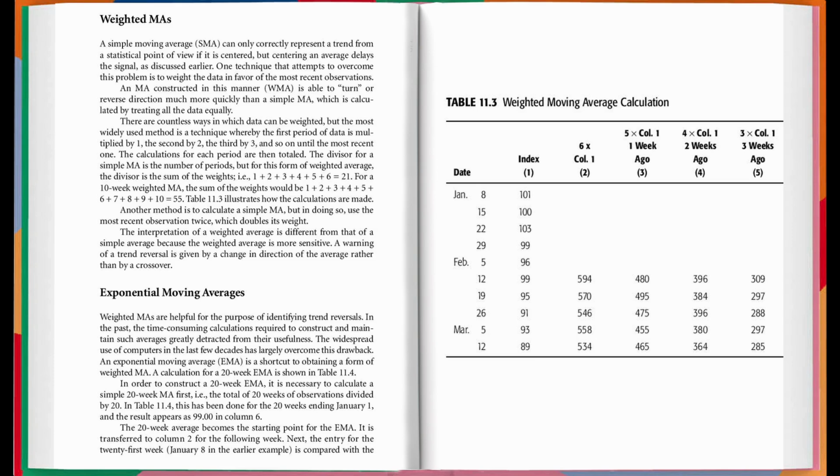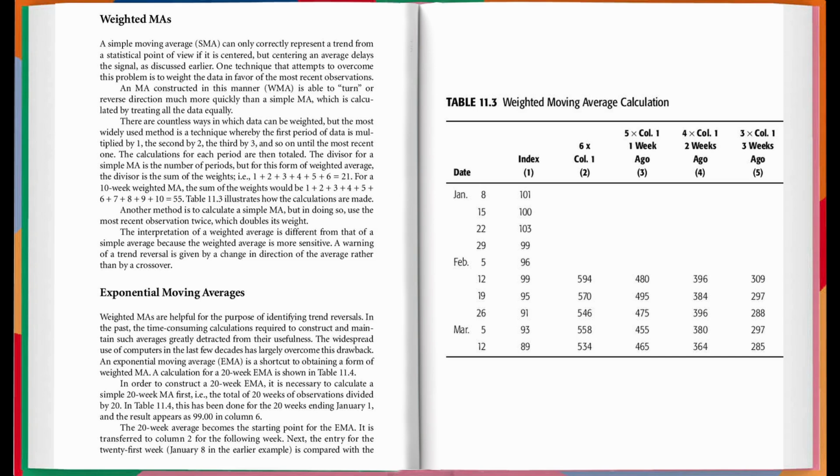Exponential moving averages. Weighted MAs are helpful for the purpose of identifying trend reversals. In the past, the time-consuming calculations required to construct and maintain such averages greatly detracted from their usefulness. The widespread use of computers in the last few decades has largely overcome this drawback. An exponential moving average, EMA, is a shortcut to obtaining a form of weighted MA. A calculation for a 20-week EMA is shown in Table 11.4.